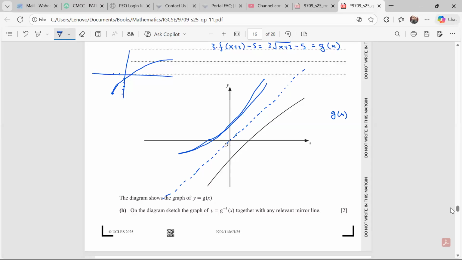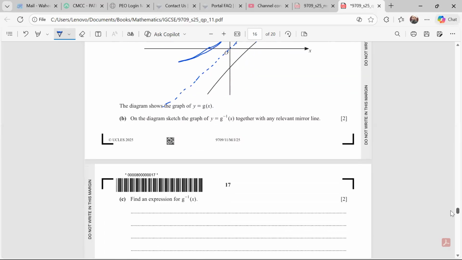Oh my goodness. So the mirror image of this is this one, and this is our new function g inverse x. Okay. Now, on the graph scan with an area limit. Okay, so we did part B, I believe.